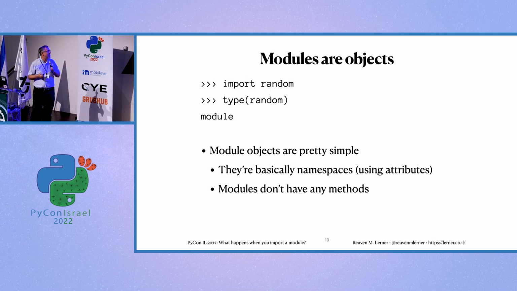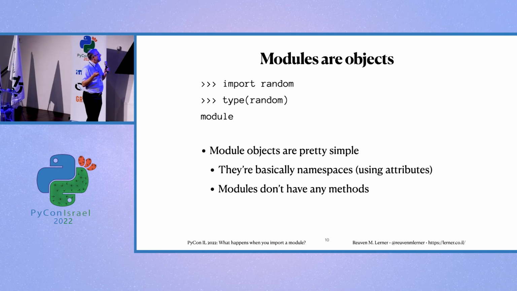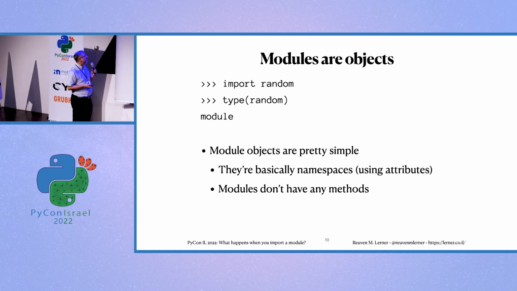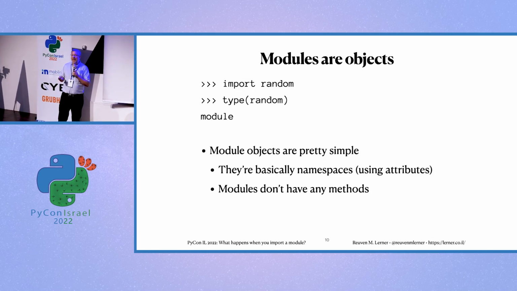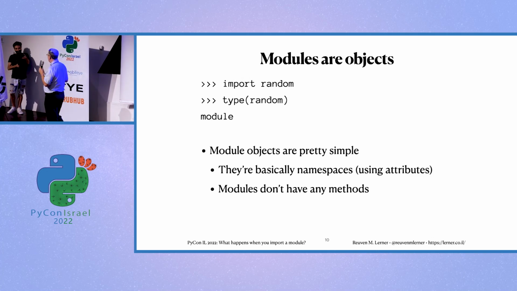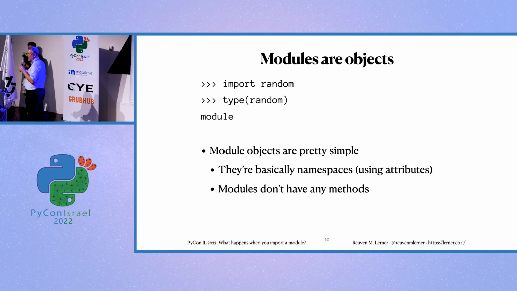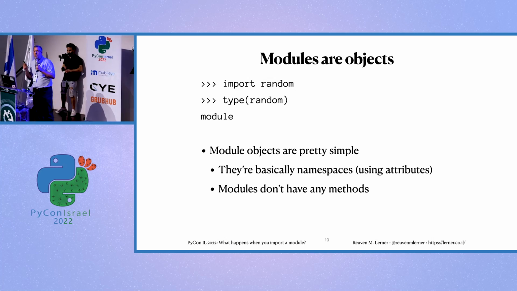Okay, so let's say I've done this. Let's say I've gone off and I've imported random. As I said, everything in Python is an object, and we can always ask every single object what its type is by using the type function on it, type built in, I should say, because it's really a class, but fine, type. And we say, what is the type of random? And it's module. And module objects are actually pretty darn simple. Module objects are very simple. They're more or less namespaces using attributes.